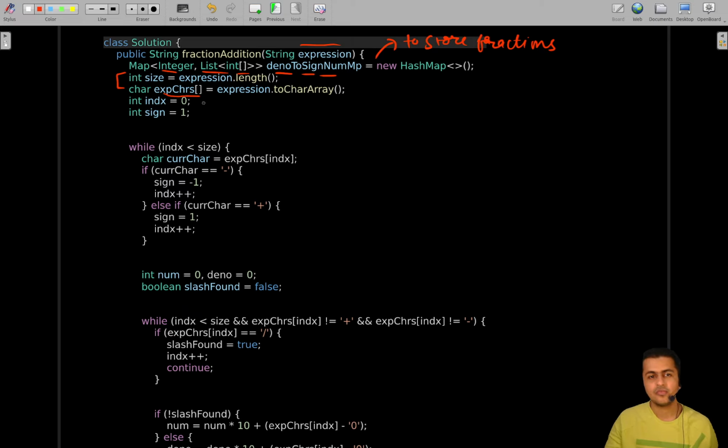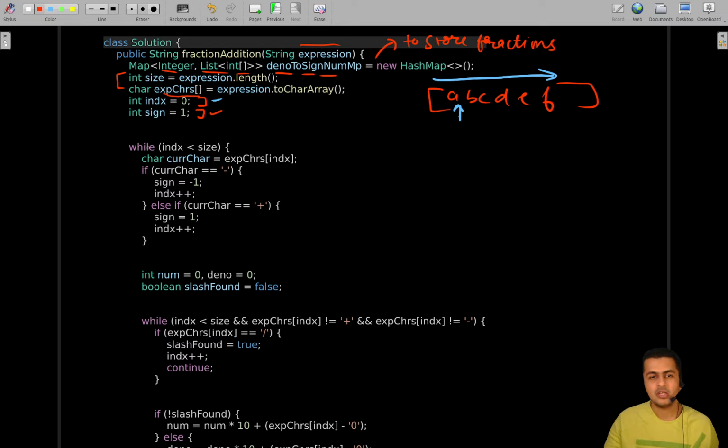Okay, this expression. Then you will initialize one index. So this index will be, let's say this is the expression that is given to you. You will be forming the fractions by traversing this expression from left to right, and this index will be a kind of pointer pointing to the current character that is being processed. And then this will be your sign.